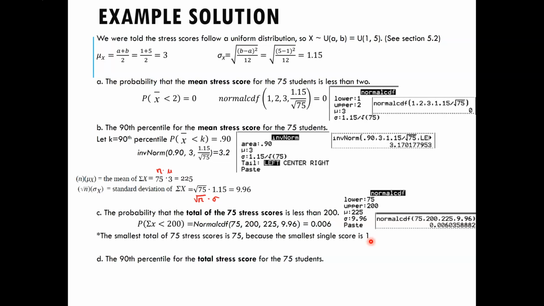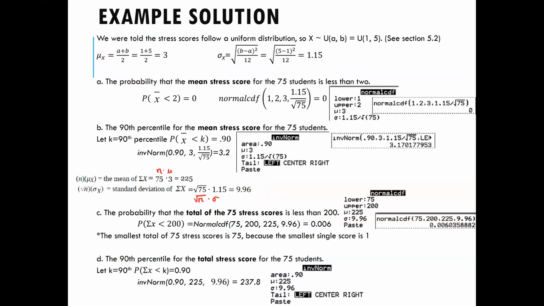All right, then for D, it said the 90th percentile for that total, for that sum. All right, so when we're doing percentiles, again, we do inverse norm, right? So let's do inverse norm for 0.90. And again, because it's the sum, we're using the 225 and the 9.96. So you can see when we put that into our calculator, here's our area, our mean, our standard deviation, always to the left, and that will give us that value that you see there, the 237.8.